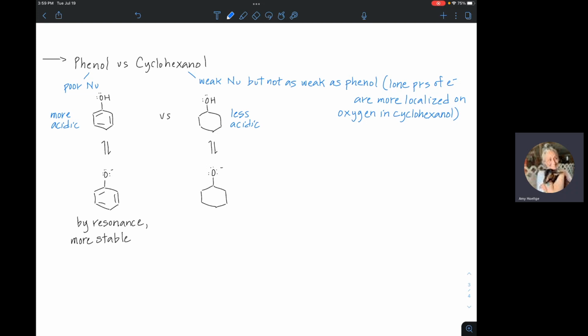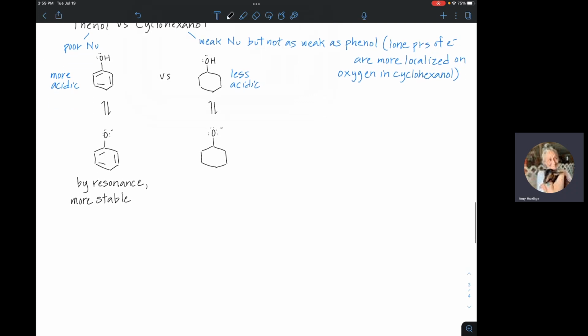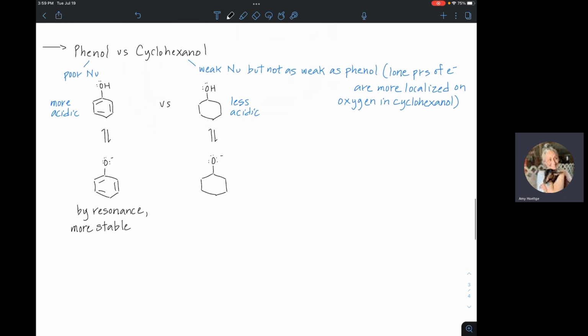So the lone pairs of electrons on phenol can be delocalized by resonance into the ring, right? So we can draw little resonance structures where we can convince ourselves that those electrons aren't nearly as available to attack an electrophile on phenol as they will be for cyclohexanol. And consequently, the acidity of phenol is greater than that of cyclohexanol. So that's an important distinction to remember. We go by their pKa. So in other words, this right here will have a lower pKa than cyclohexanol.